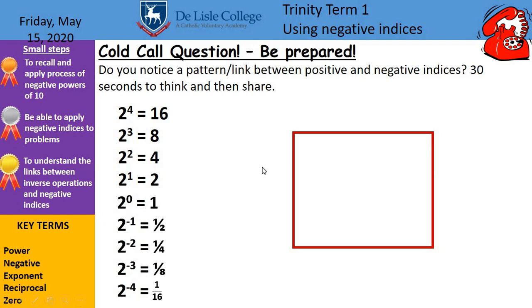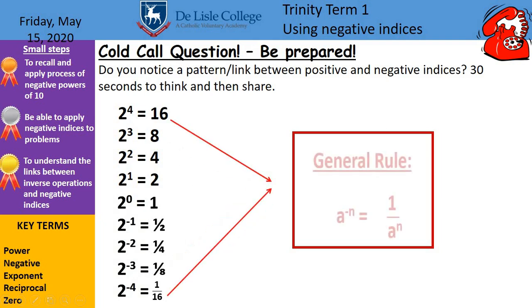Right, good. I'm hoping what you've done is you've spotted links here between 2 to the power of 1 and 2 to the power of negative 1, 2 to the power of 2 and 2 to the power of negative 2, and so on. And you'll see that actually you've got 2 to the power of 1 as 2, and 2 to the power of negative 1 is 1 over 2. 2 to the power of 2 is 4, and 2 to the power of negative 2 is 1 over 4, and that pattern follows on, okay?